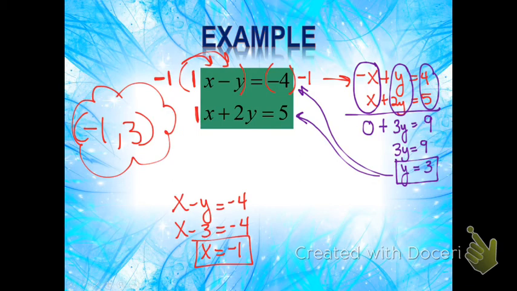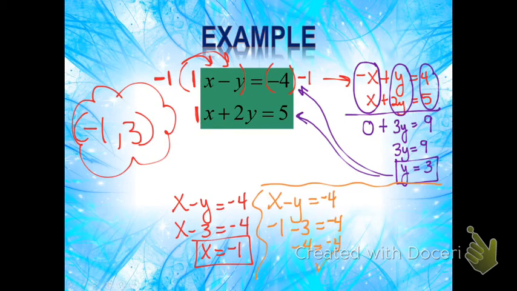Remember that it's going to be a good idea to check all of your solutions. So we're going to go back to the original problem and plug in the negative 1 for x and the 3 for y, and make sure that we get true statements for both equations. So we see here that the first equation works, and then plugging into the second equation, and that one also works out. So I know that my answer is correct.